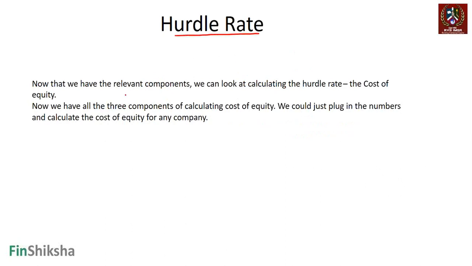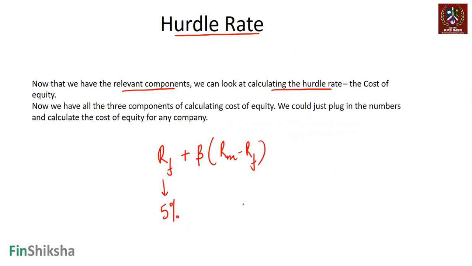We revisit our discussion around that. We have the relevant components. We can now look at calculating the hurdle rate, which is the cost of equity, right? How would you calculate the cost of equity? You have the risk-free rate, you have beta, and you have the equity risk premium, which is RM minus RF, right? Now we have identified the risk-free rate to be 5%. We have identified this number to be about 8%. All we need to do is get the stock specific beta and calculate the number, correct?